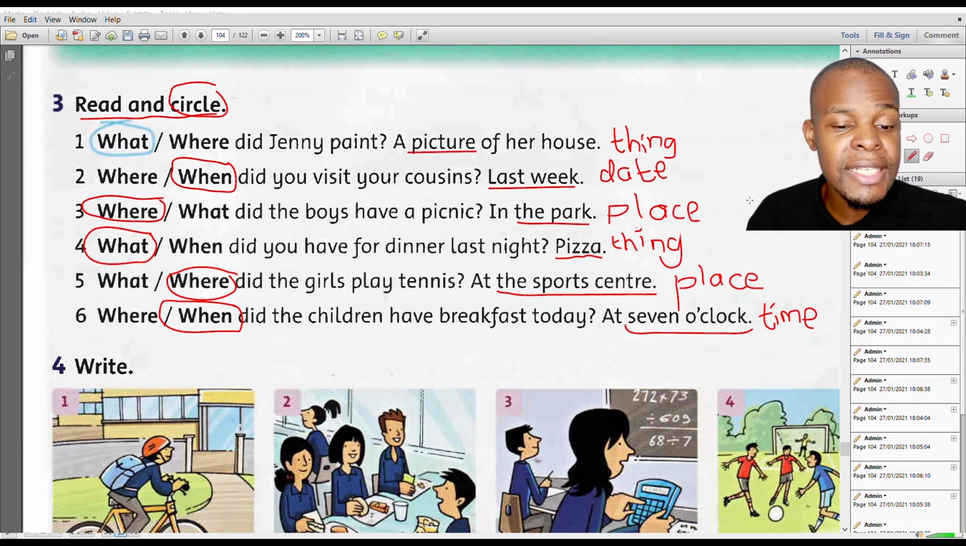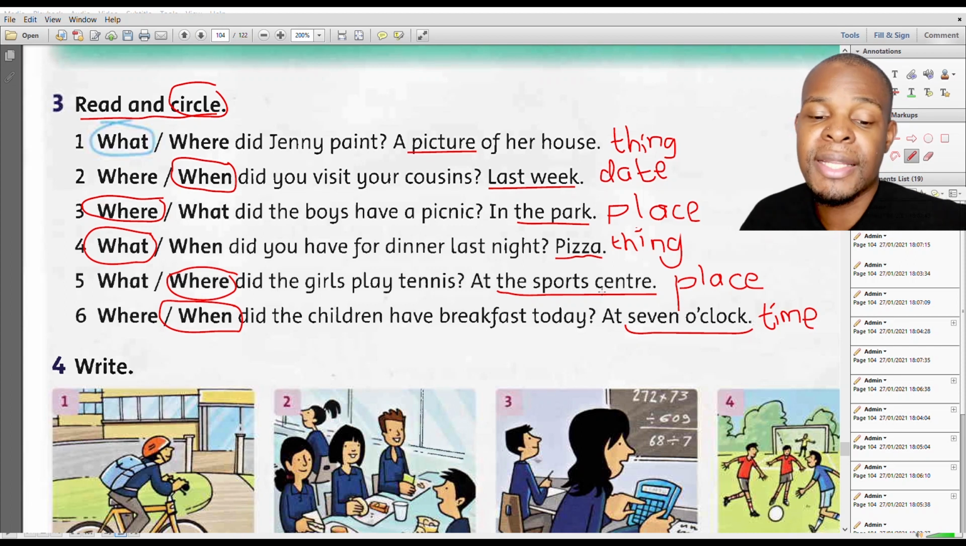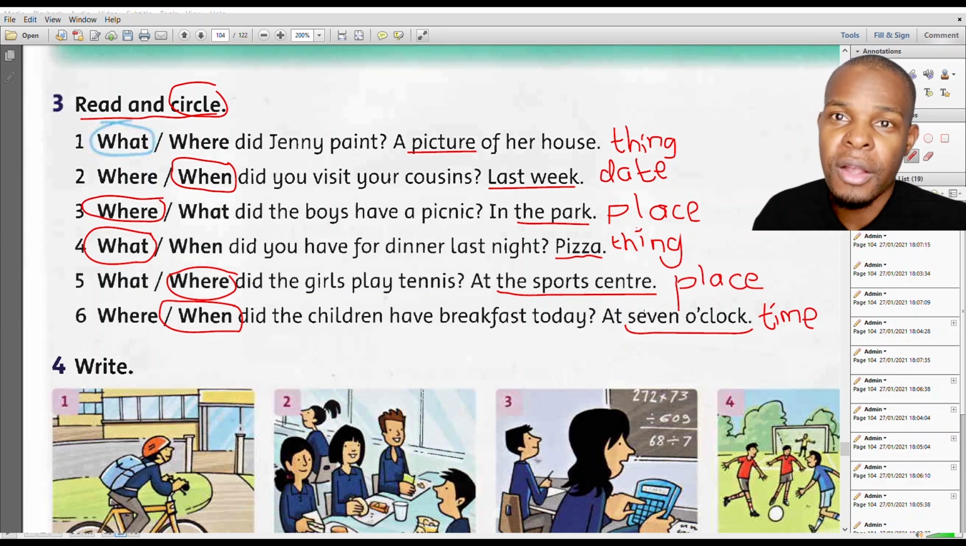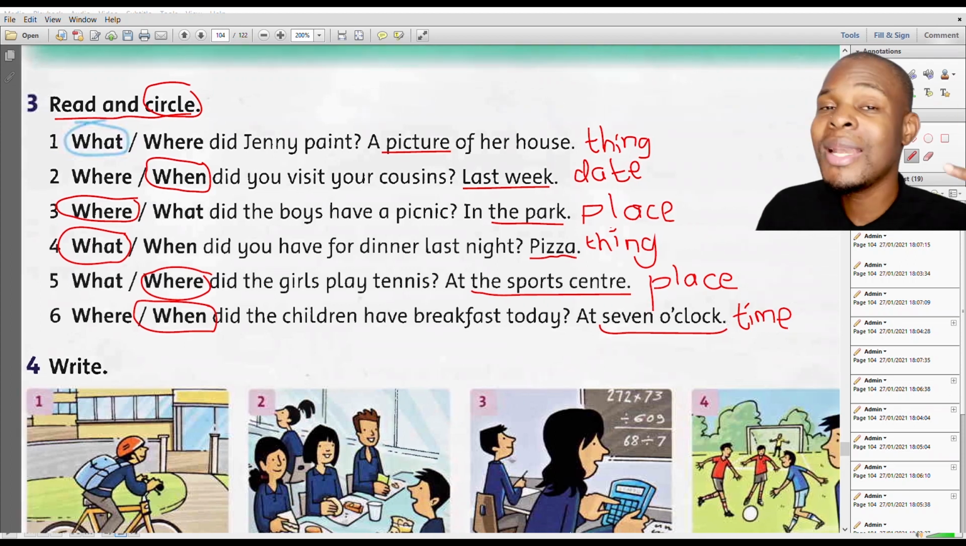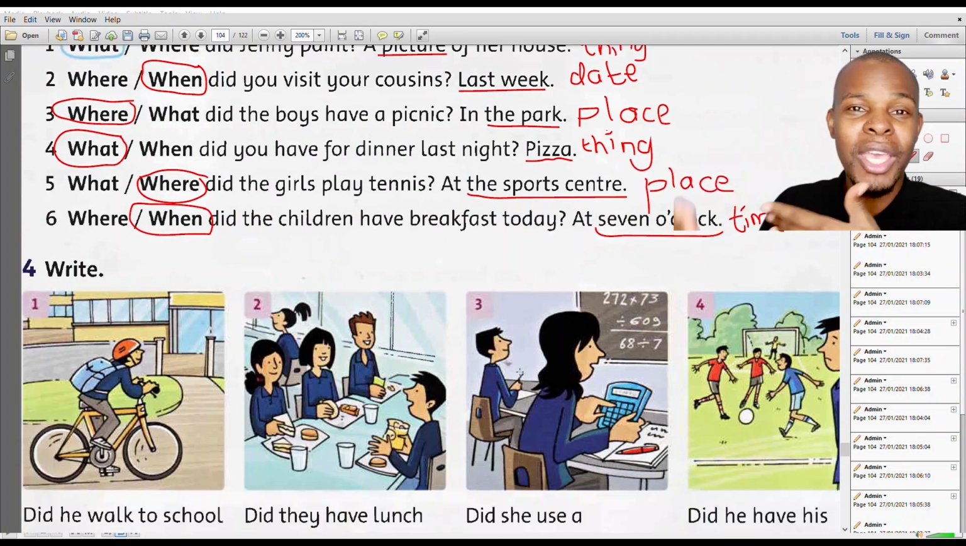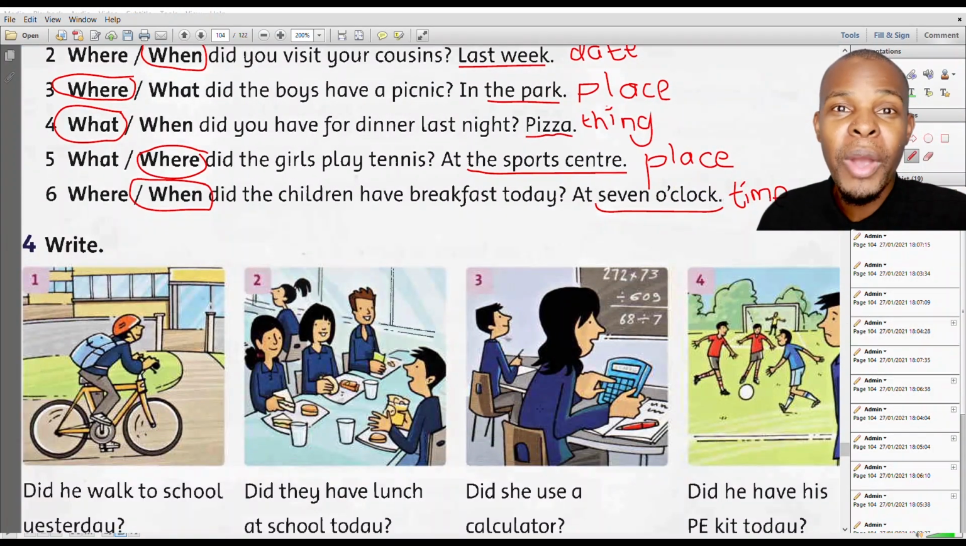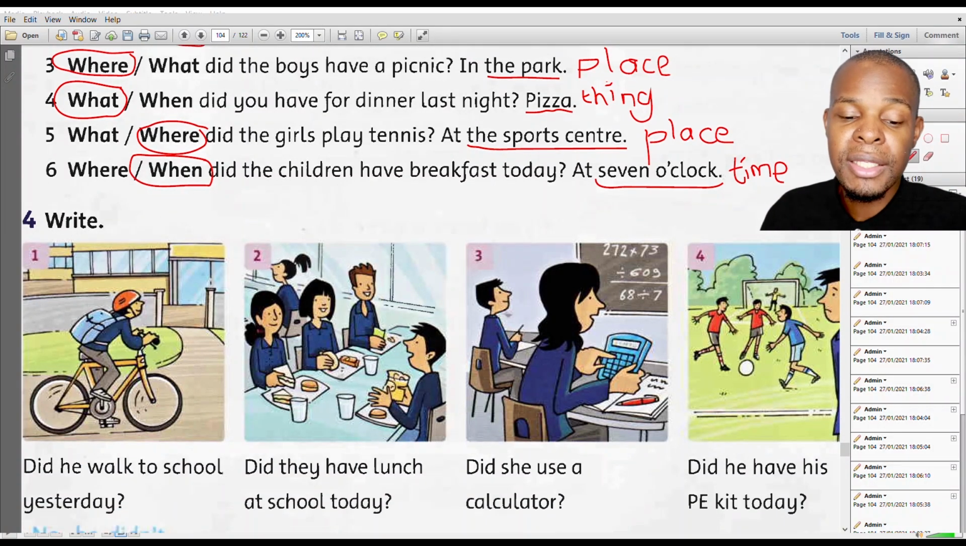What did you have for dinner last night? Pizza. It's a thing. So what? Where did the girls play tennis? The sports center. It's a place. When did the children have breakfast? At 7 o'clock. That is the time. I hope you understand now how you can use where, when, and what. Just like from the previous lesson, I gave you a few examples.